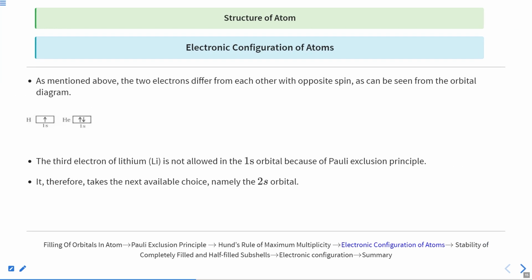So in this way we can fill. For hydrogen, 1 will be filled with the up spin. For helium it will be 1, 2, and in this way we fill the orbitals with electrons. However, the next electron takes the next available choice, namely the 2s orbital. Clear? Got it?